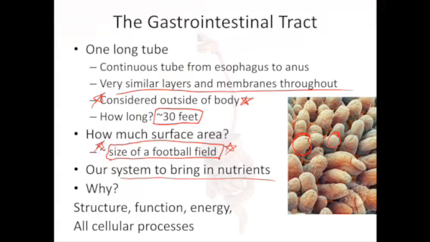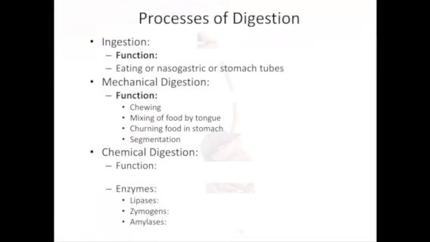Obviously, bringing in nutrients that help us make energy, make ATP. Right, that would be carbohydrates, lipids, and proteins. Okay, but then all of the structures made in the body are made out of the things that we eat in one way or another. Right, so structure and function of all of those, and really all cellular processes are driven by what we put in our GI tract. Okay, so the overall processes of digestion include ingestion, mechanical digestion, and chemical digestion.